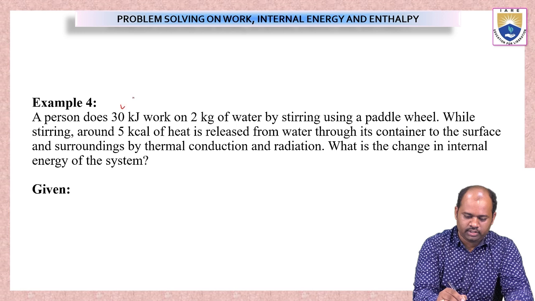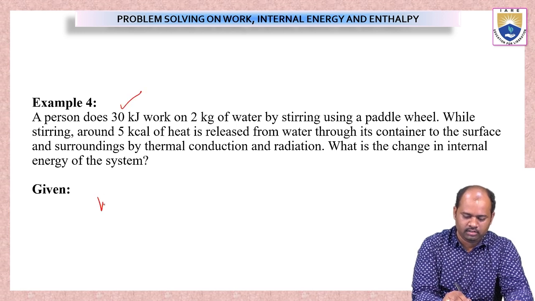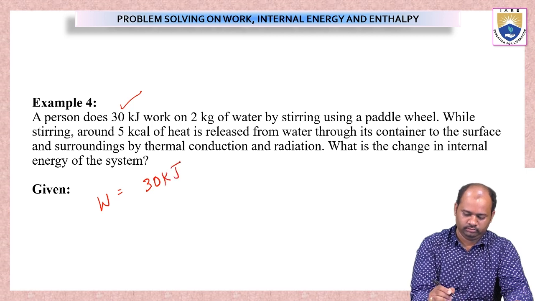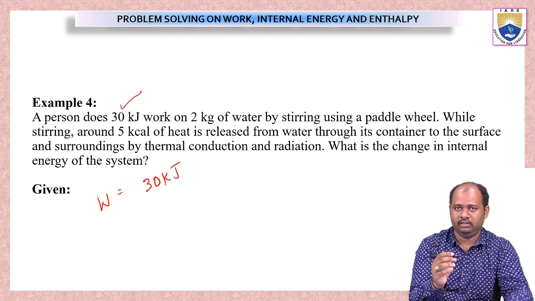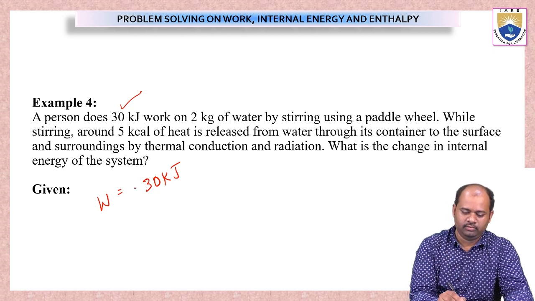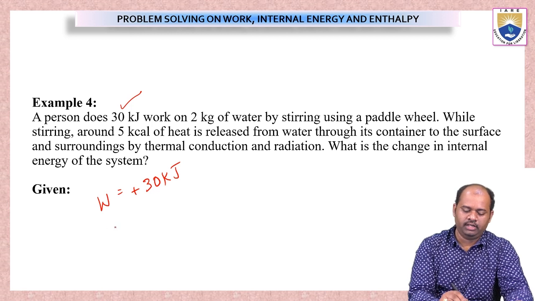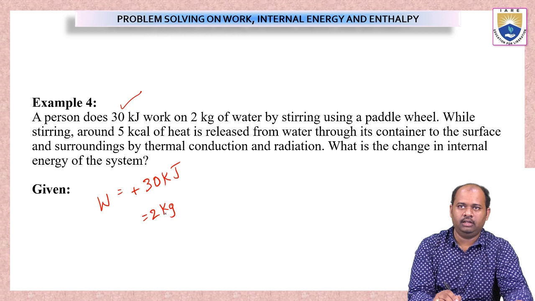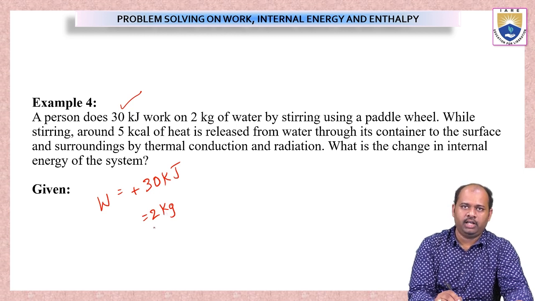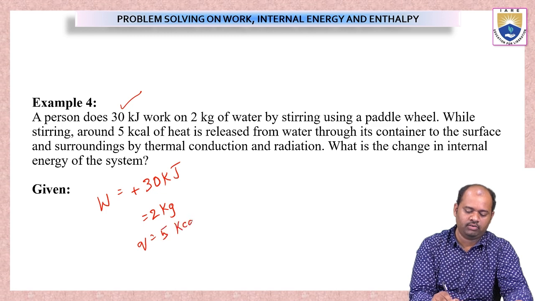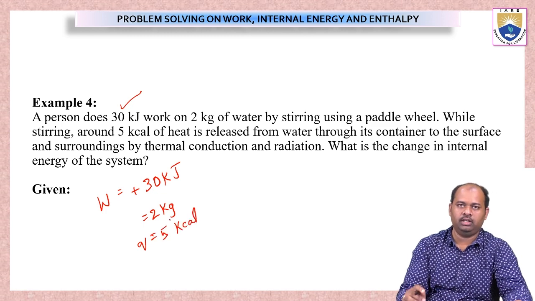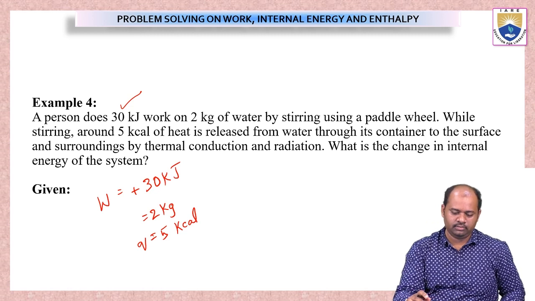In the given question, work done on the system is W is equal to 30 kilojoules of work done on the system. Because it is done on the system, we will take this as positive. Now the weight of the water is given as 2 kilograms and around 5 kilocalories of heat is released. Q is equal to 5 kilocalories. We have to convert this into joules so that we can use it in our calculations.